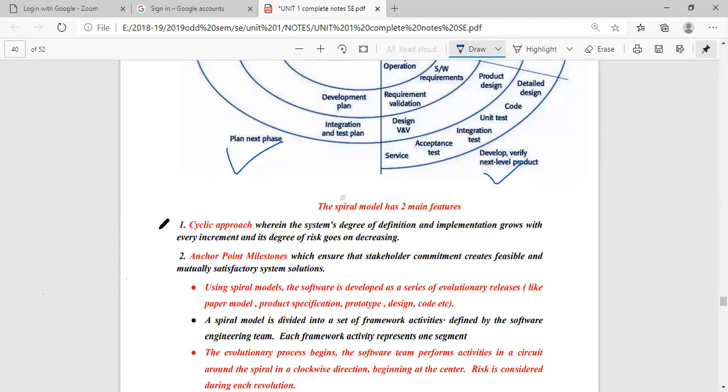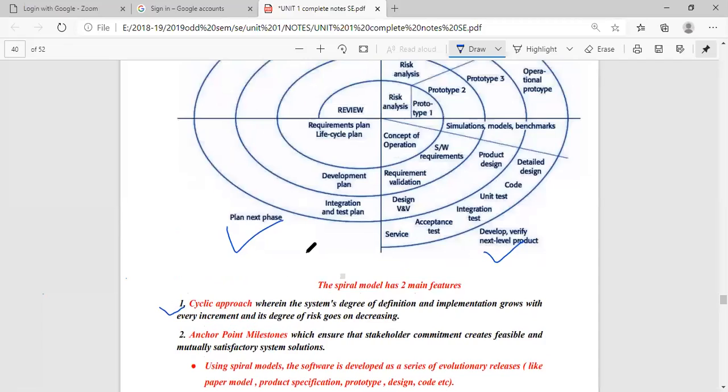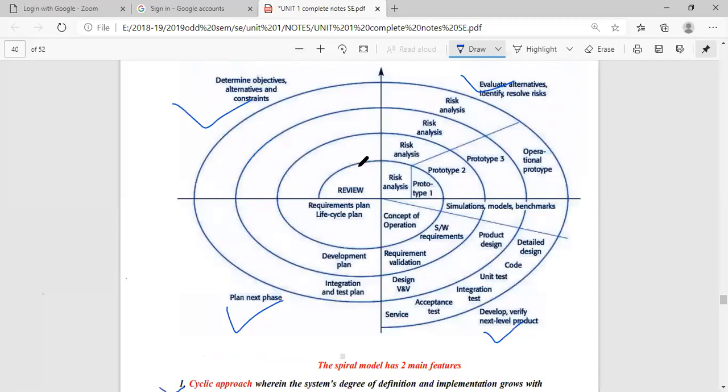Then some definitions are there, like it has two features. First is, it is called a cyclic approach. Why is it called a cyclic approach? Because it is in the circular form. Each one loop represents one phase. So the number of phases or the number of loops will depend upon the complexity of the software.